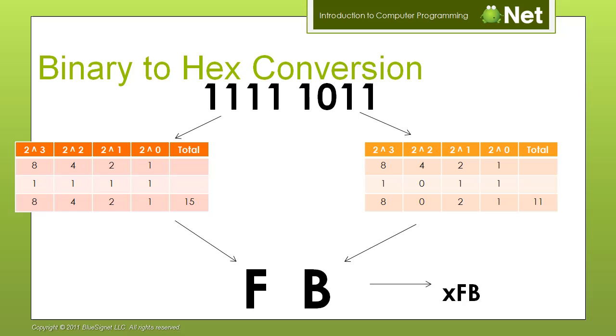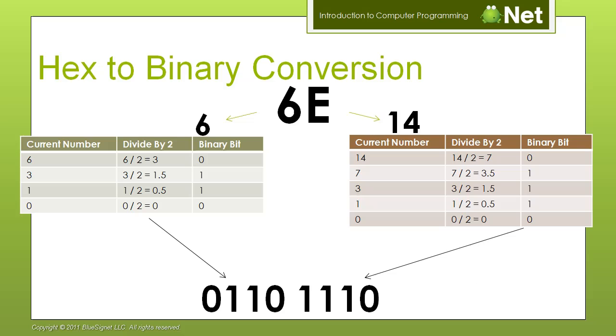And here's just another example where we take a nibble that is all on. So in 4 bits, 15 is the highest value. So you can see where that F comes from, because nothing can be higher than F. So in this case, we have 15, we have 11, F and B, or xFB. So, Brian, how do we take a hexadecimal value and convert that into binary?